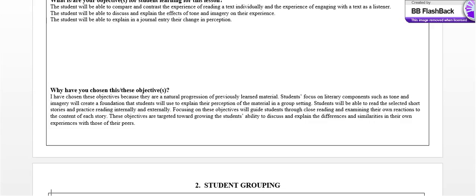With these objectives, I think it's important to focus on helping students reach the point where they can actually discuss their perceptions or their changes in perception. And by giving them a few key literary components to focus on, such as tone and imagery, they'll be able to start off with something to get them started in their discussion.